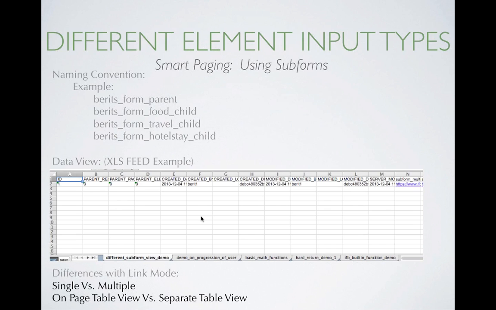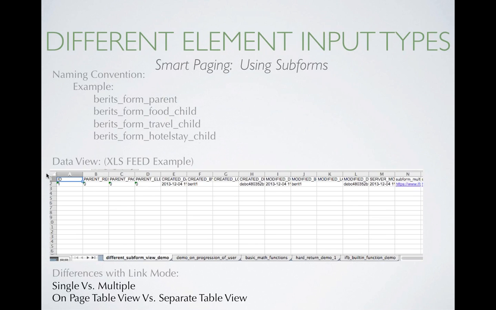This is what you're looking at, and this is, again, an example of the naming convention to use. So for this instance, I have Barrett's form _parent. That's that parent form, the first form that the user opens, and the form that is assigned to the user. Underneath, I have Barrett's form food child, Barrett's form travel child, Barrett's form hotel stay child. So those final three are three additional subforms that have been added to that parent form through the smart paging.